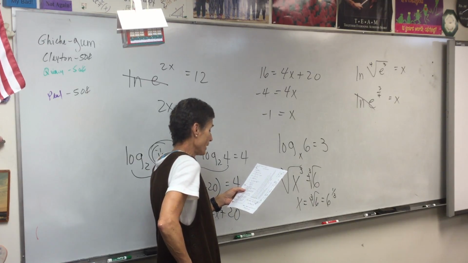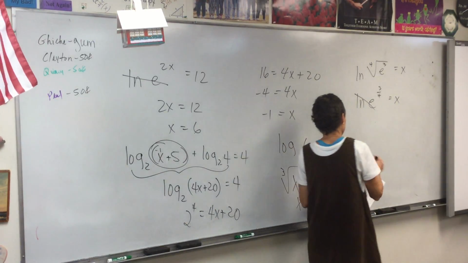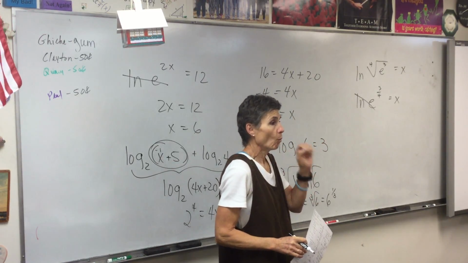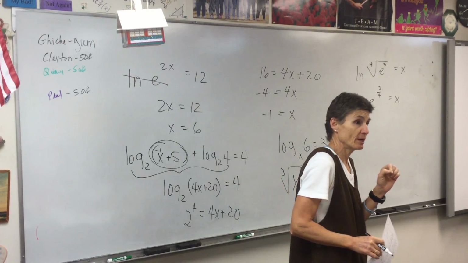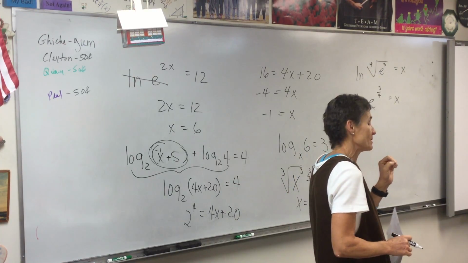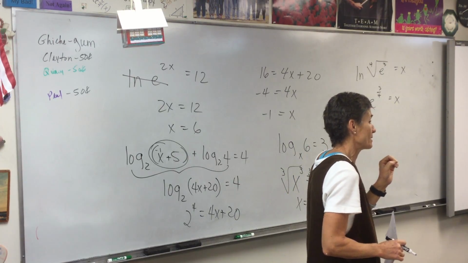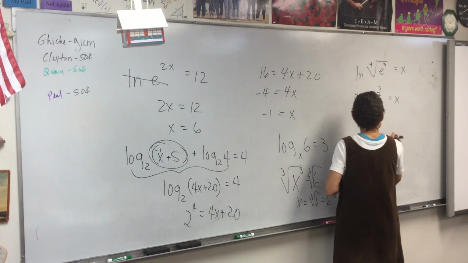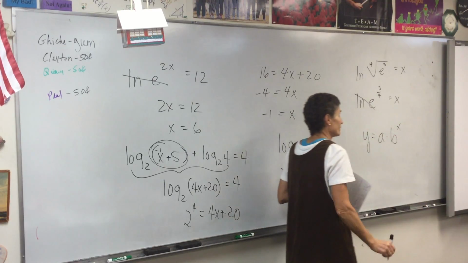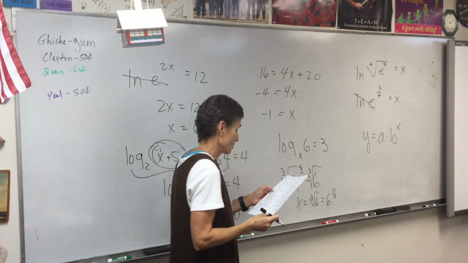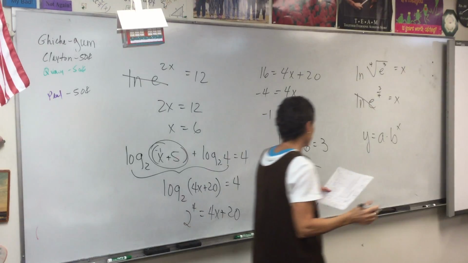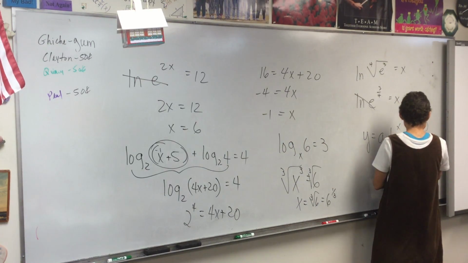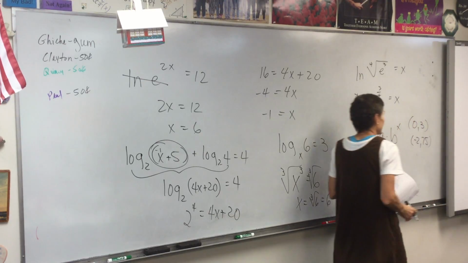All right, 2A, write the equation of an exponential function. When I say write the equation of a line, y equals mx plus b pops into your head, or at least it should. What pops into your head when I say write the equation of an exponential? Y equals a times b to the x. That's what we're shooting for. Okay? So here we go. I have the point 0, 3 and 2, 75.